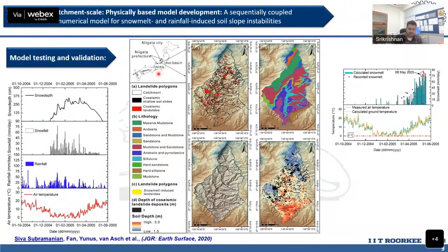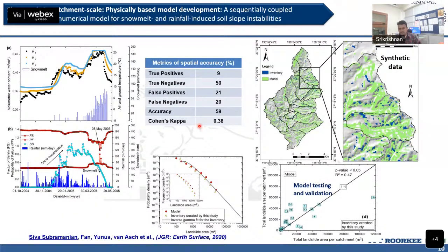So this is a broad overview of the numerical model. It works on a catchment scale. You can see the difference in lithology, as well as the performance of the numerical model here. For this particular study, the accuracy of the numerical model was 59%, which is not so good, and also not so bad, because this comes from the quality of the input data as well as the robustness of the model.